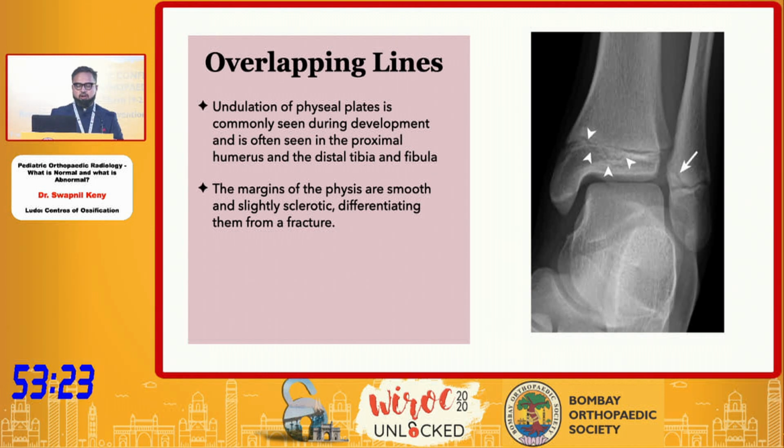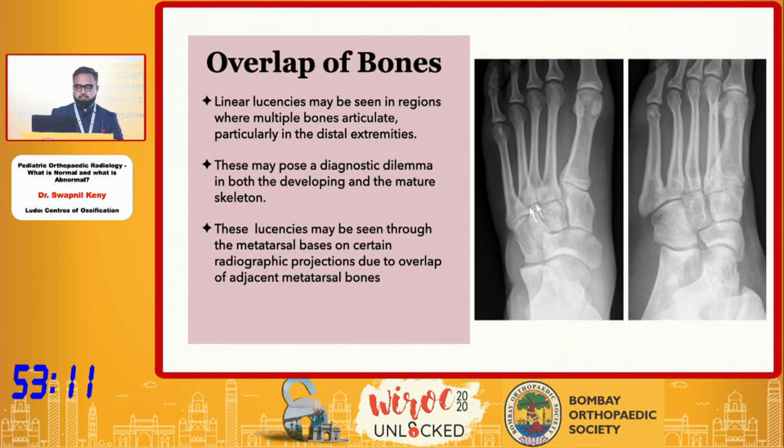Sometimes you can have overlapping lines, like undulated physeal plates, which are very commonly seen in the developing skeleton. The margins of the physes are usually smooth and slightly sclerotic, differentiating them from fractures. Sometimes overlapping bones can also be mistaken for fractures, and these may pose a diagnostic dilemma in both the developing and mature skeleton.